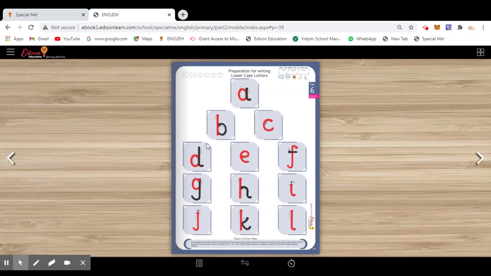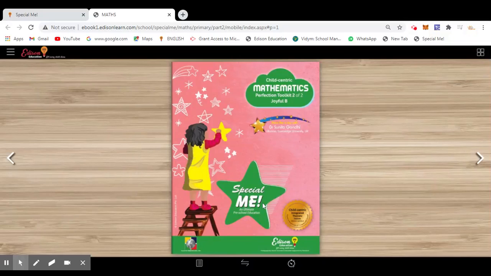And now our session is over. Now it's time for the math session. So students, take out your child-centric mathematics perfection toolkit 2 Joyful Bee and open page number 43.